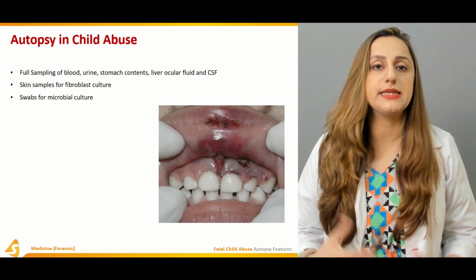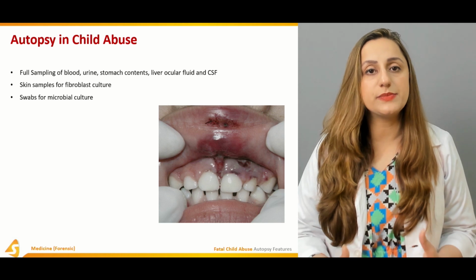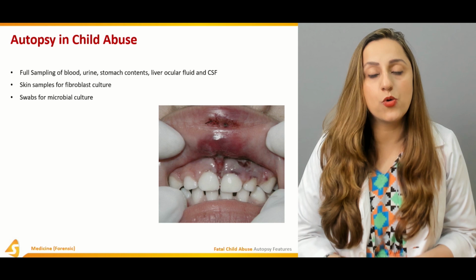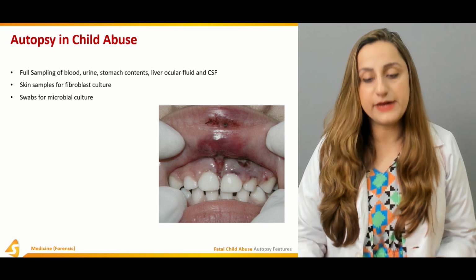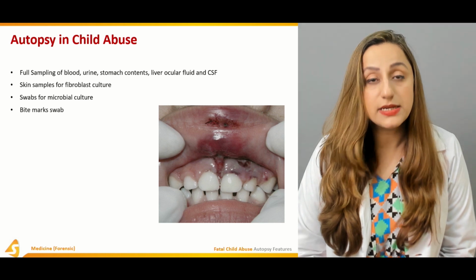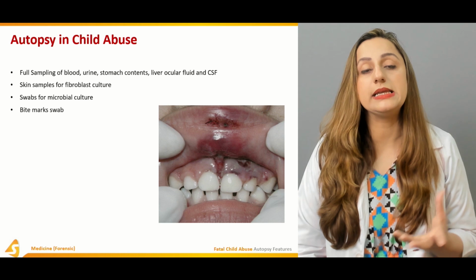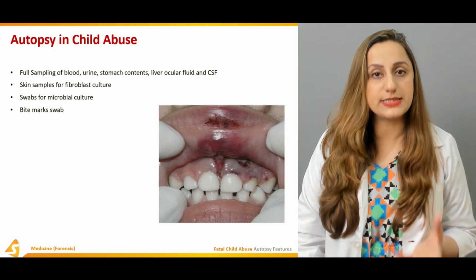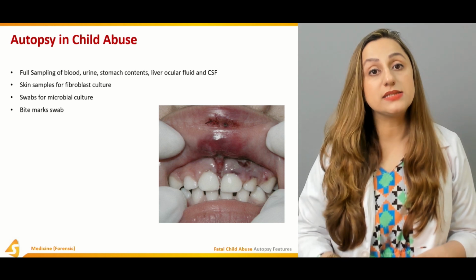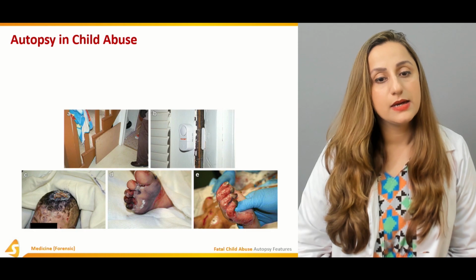The swabs can be taken from the oral cavity, from the rectum, and from the external auditory meatus, all of them pointing towards more evidence and finalizing the autopsy report in a child abuse case. Bite marks and swabs are even taken from the bite marks. That is going to point towards the DNA of the suspect, and that is also going to be quite decisive in a particular case of child abuse.